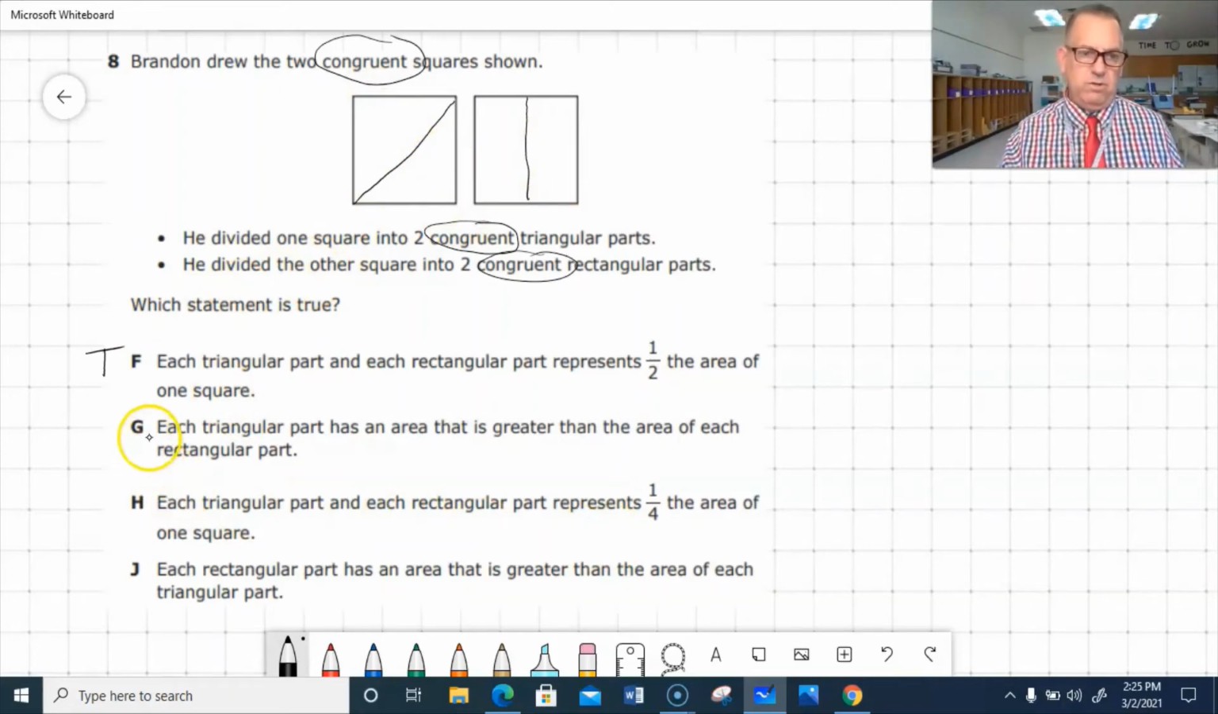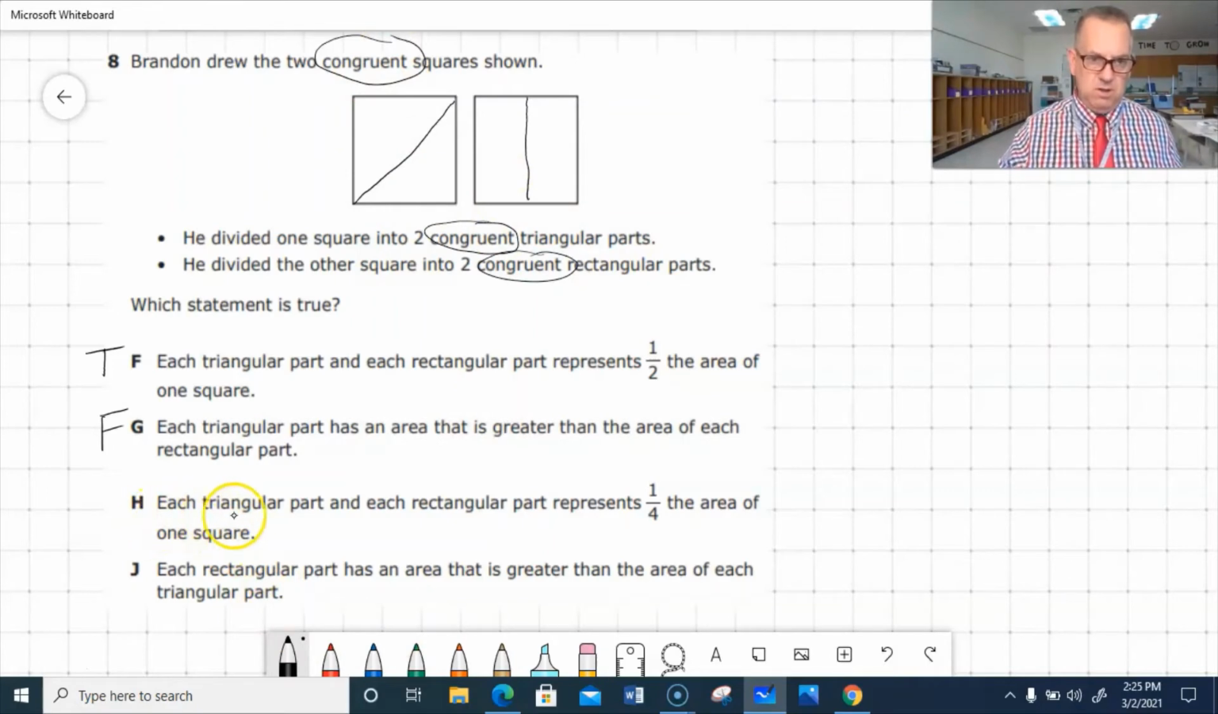So look at answer choice G. Each triangular part has an area that is greater than the area of each rectangular part. That is false. They are the same. Congruent squares and congruent shapes.